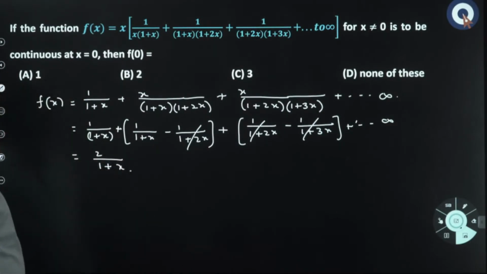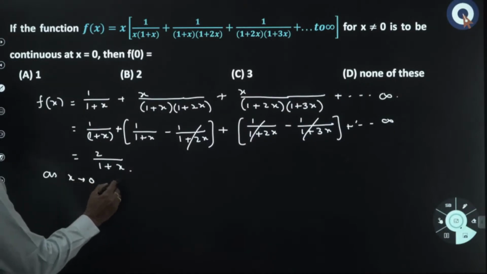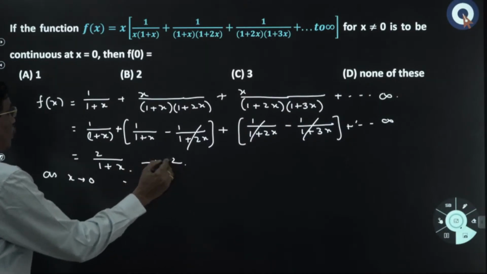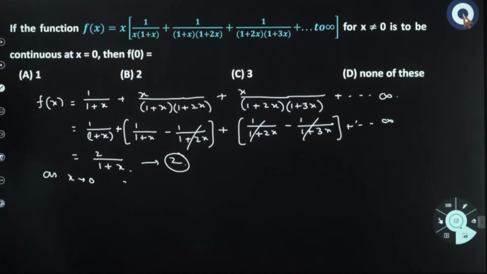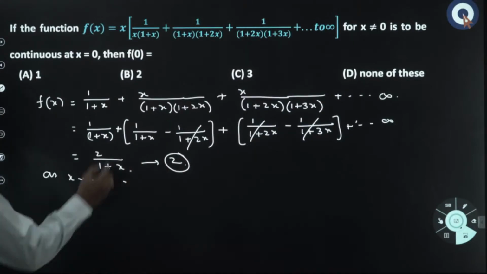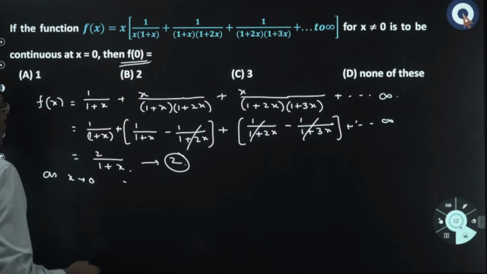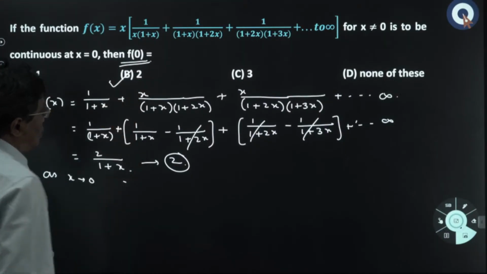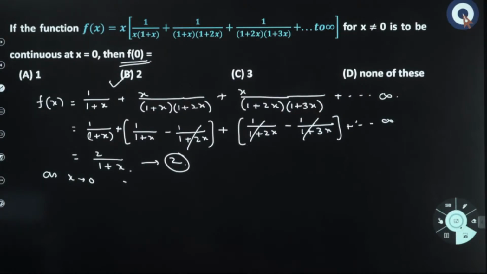Now as x tends to 0, this will go to what? 2. So the limit of the function should be 2. Therefore, the value of the function also should be equal to 2 for the function to become continuous. So your required answer is 2. All we did was to find the limit of the function, and we say now that the function becomes continuous only when the defined value of the function is equal to 2, which is what is asked here, right?